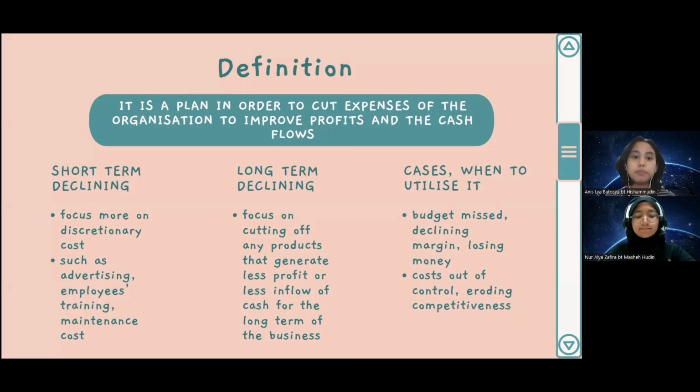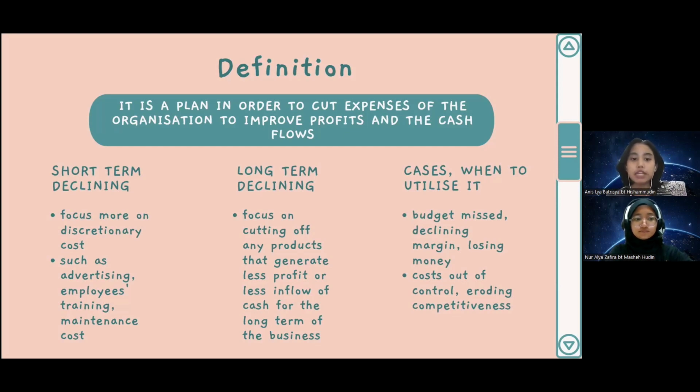Okay, so the meaning of cost reduction program can be simplified as a plan to cut expenses of the organization to improve profits and cash flows. Cost reduction can be employed in two different situations: short-term declining and long-term declining. For short-term, it focuses more on discretionary costs such as advertising, employee training, as well as maintenance costs. Whereas for long-term declining, it focuses more on cutting off any products that generate less profit or less inflow of cash for the long term of the business.